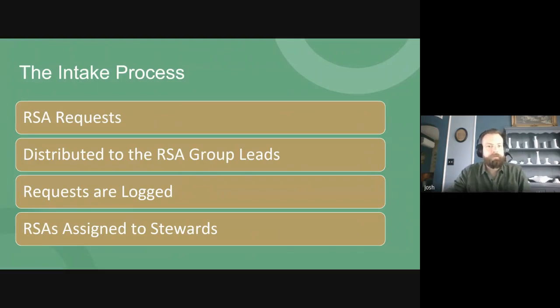So there's a few ways that RSA requests come into our office and then get distributed. Typically, county or city residents contact the office or are referred to us. From there, we collect pertinent resident and site information, such as addresses and phone numbers, and then we pass that along to the RSA group leads. The RSA group leads then log the requests and assign them to stewards.